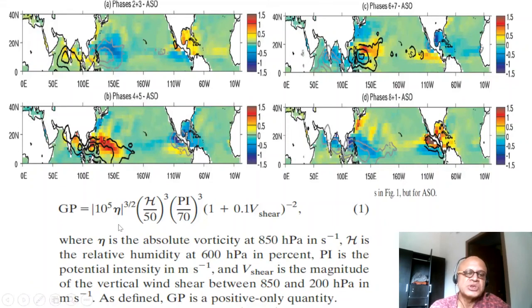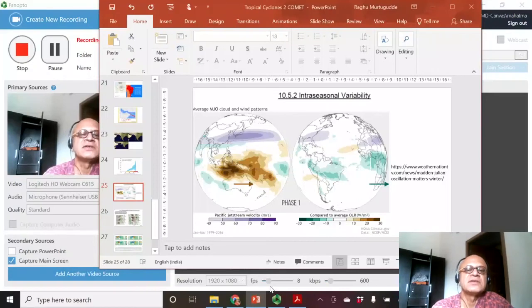What is genesis potential? It is defined as this complicated expression here that depends on eta, the absolute vorticity at 850 hectopascal in 1 per second. H is the relative humidity at 600 hectopascal, the mid-tropospheric level. Pi is the potential intensity in meters per second. You remember we defined that before. And vertical shear is the magnitude of the vertical wind shear between 850 and 200 hectopascal in meters per second. So that also confirms that there is a definite relation between MJO phases and genesis potential.